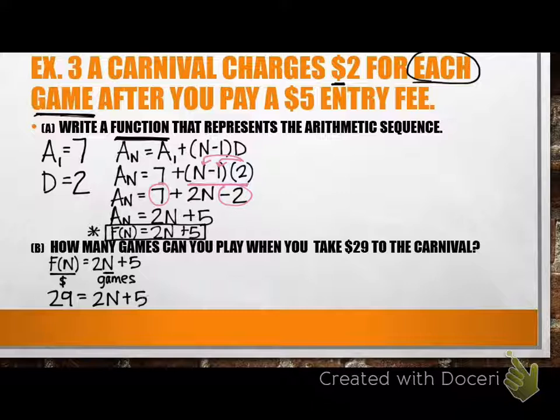And we are right back to chapter 1 where we had to solve an equation. So what do we do first to solve this equation? We subtract 5. We have 24 equals 2n. How do we solve for n? We divide both sides by 2. So n equals 12 what? Games. Remember, the n represented the games. And don't forget to label, because this is a word problem. And that is lesson 4.6.